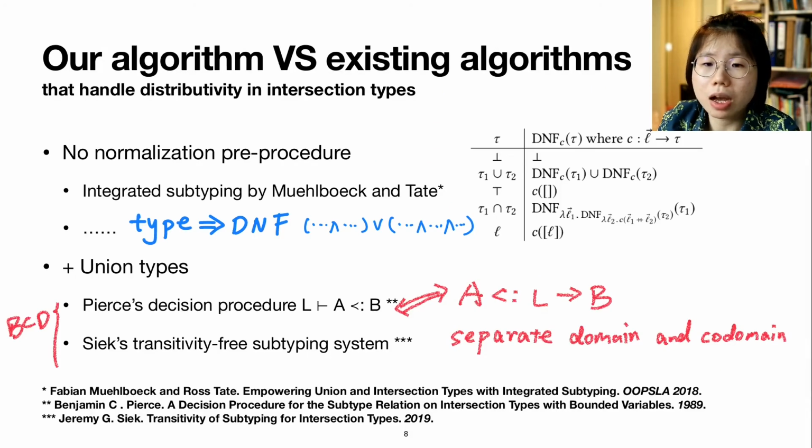Actually, there have been many algorithms around this topic, but most of them rely on a normalization phase, while our algorithm directly works on the source type. Take the integrated subtyping framework developed by Muehlbacher and Tate, for example. To decide if type A is less than type B, it first converts A into a disjunctive normal form, and then transforms each conjunction part in the DNF to do further checking. And some algorithmic formulations of the BCD subtyping do not need such a process, but they don't support union types. In both Pierce's decision procedure and the Laurent subtyping system, the domain and the codomain of a function type are separated for comparison.